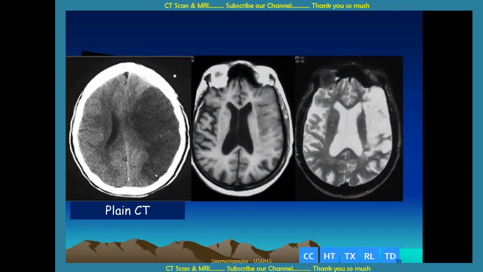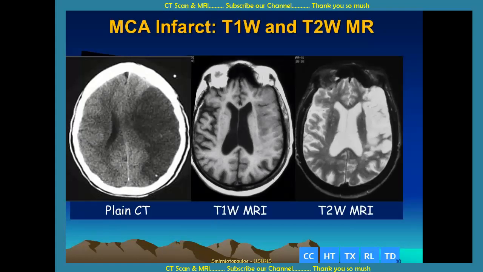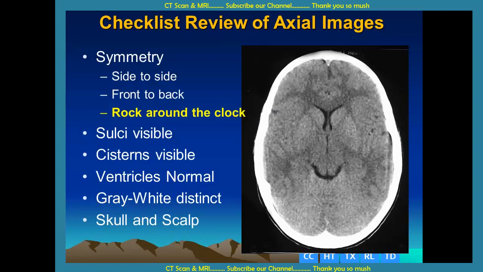And for our last case, we have a patient who has abnormal attenuation and abnormal signal intensity of the cerebral cortex: abnormally low signal on the T1 weighted image, abnormally high signal in the gray matter on the T2 weighted image. This is consistent with a large middle cerebral artery cerebral infarction.